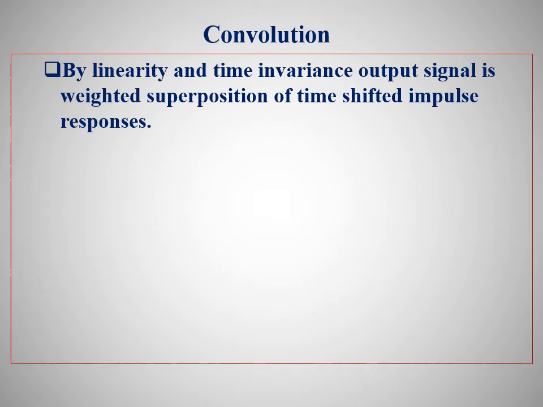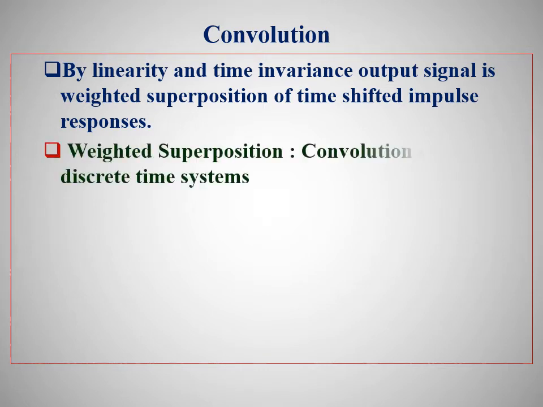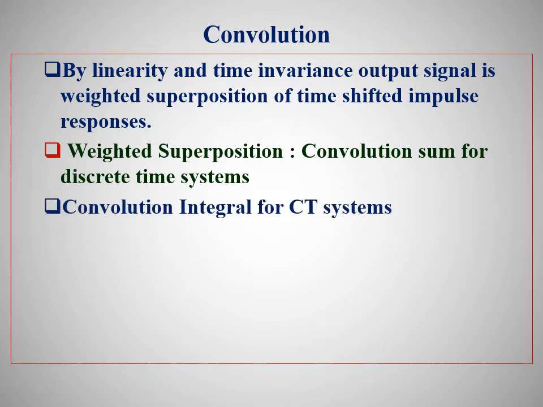Convolution. By linearity and time invariance, the output signal is basically the weighted superposition of time-shifted impulse responses. The weighted superposition results in the convolution sum for discrete time systems. On the other hand, such a weighted superposition results in a convolution integral for continuous time systems.